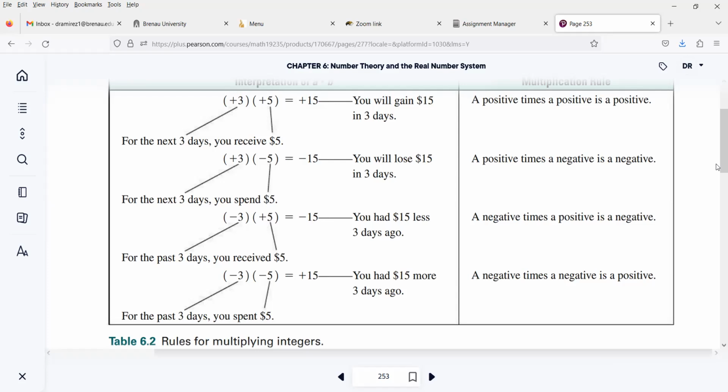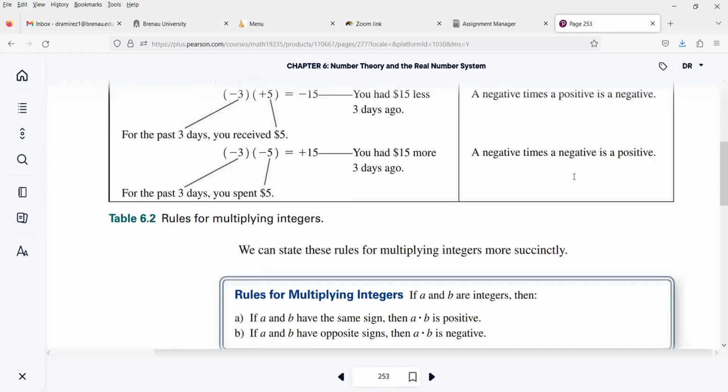Next multiplication, -3 times +5. You can interpret this as for the past 3 days, you received $5, so you had $15 less 3 days ago. In general, a negative times a positive is a negative. And last multiplication, -3 times -5 equals +15. So for the past 3 days, you spent $5 and you had $15 more 3 days ago. In general, a negative times a negative is a positive.